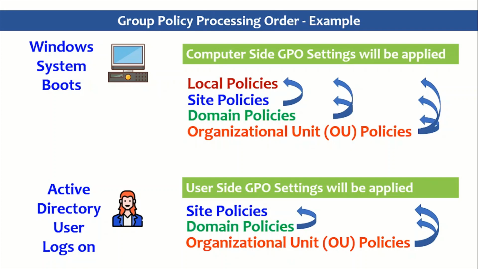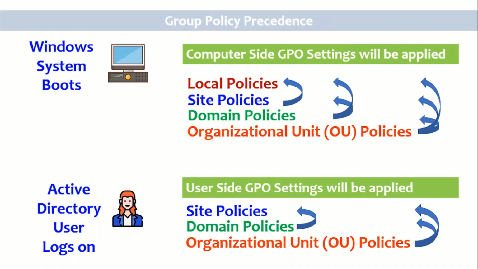So this overriding will only and only happen at the time of conflict. If there is no conflict, every setting will be applied to the computer and the user. Just remember, this overriding will only and only be applicable if there is a conflict. This is the default behavior. So a good administrator will always make sure that there is no conflict in site, domain or OU level policies, or this mechanism will come into the picture.